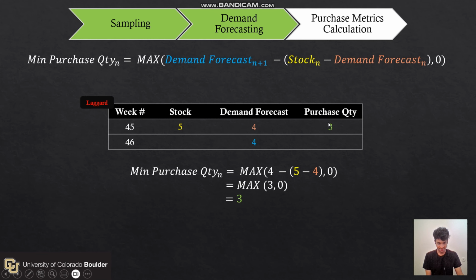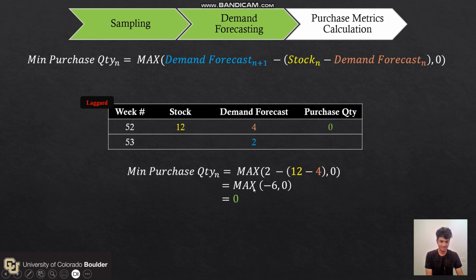Now that is the purchase quantity we require for that particular week. Now let me explain why we have this max function as well. Take the 52nd and 53rd week data of the same Lagarde product, where when we first subtract 12 minus 4, we'll get 8, which is the stock availability expectation, and that when subtracted by 2 will give us minus 6, which means that we will be having additional stock even after the sales of the next week. So that basically means we don't have to make any purchase in the current week. That is what is calculated by using this max function.